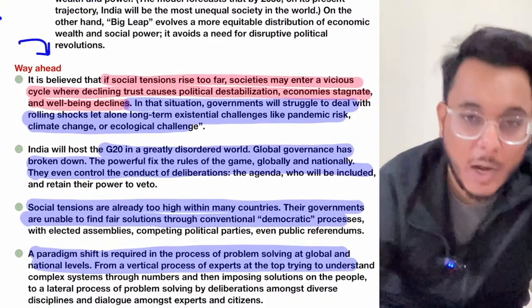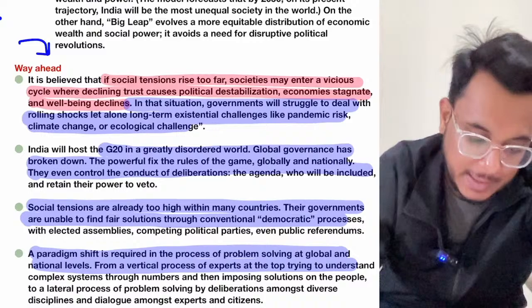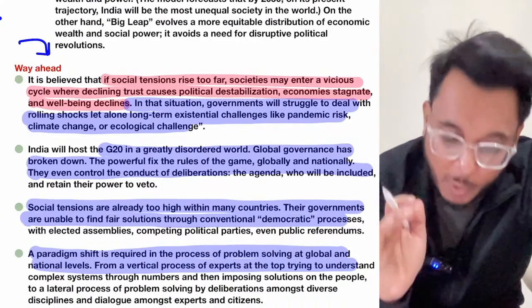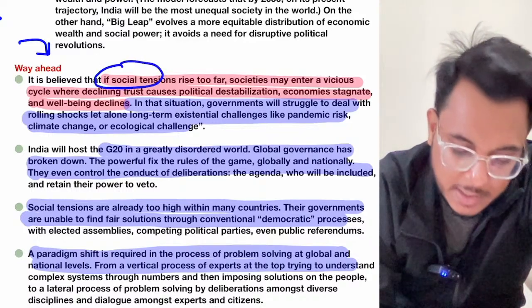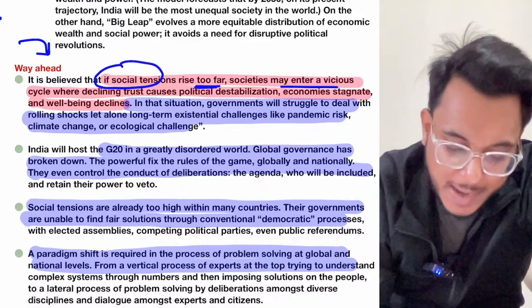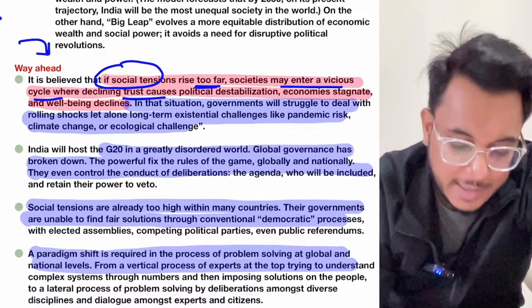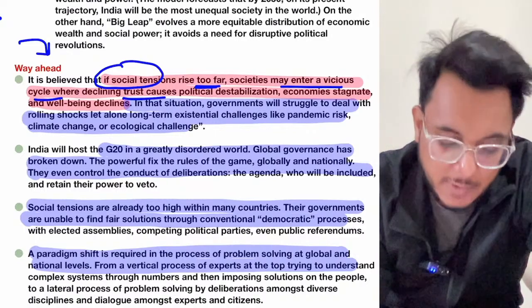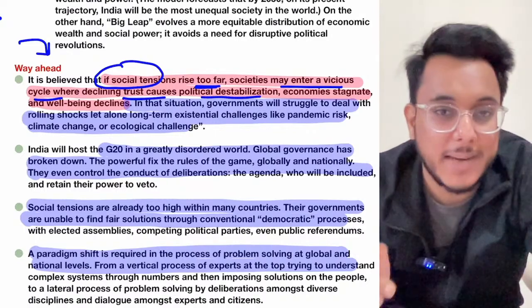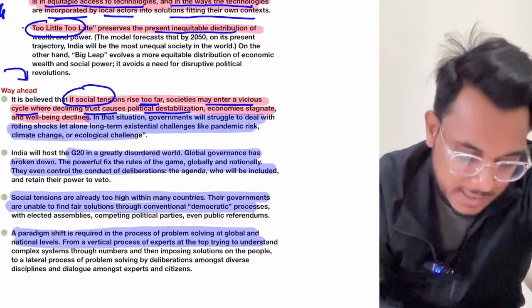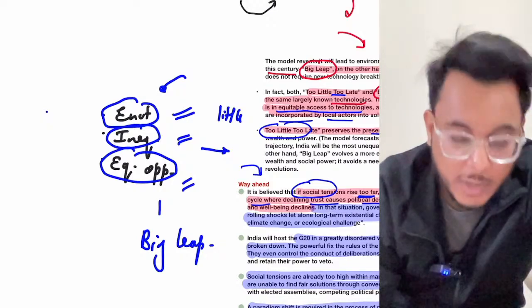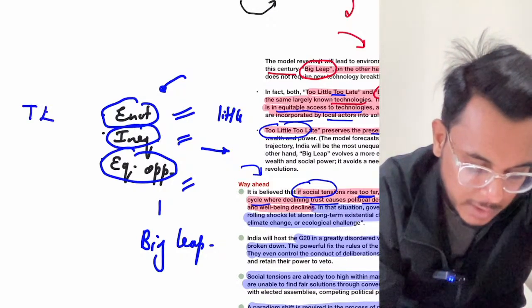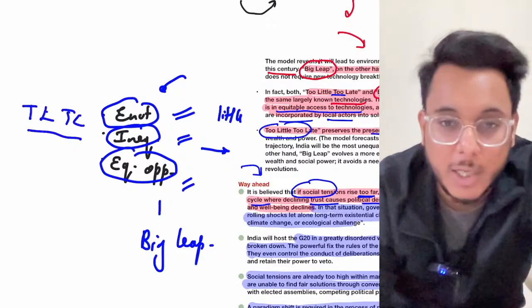Now the way ahead has been provided in the article. It has been believed that if social tensions rise too far, societies may enter a vicious cycle where there will be declining trust, and this declining trust will bring political destabilization, and economies will stagnate. You see this thing. Today we are not focusing on this. We are focusing on too little, too late.